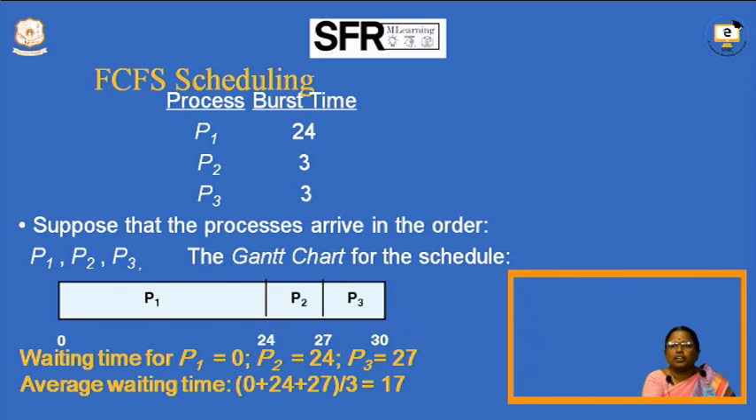So, the waiting time for P3 is 27, and after 3 time units it completes the job at 30. So, the average waiting time is 0 plus 24 plus 27, the whole thing divided by the number of processes, which is 3, making the average waiting time 17 time units.